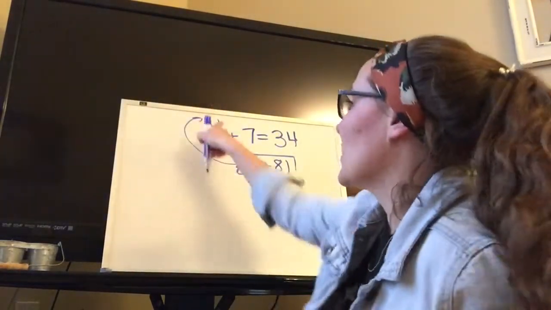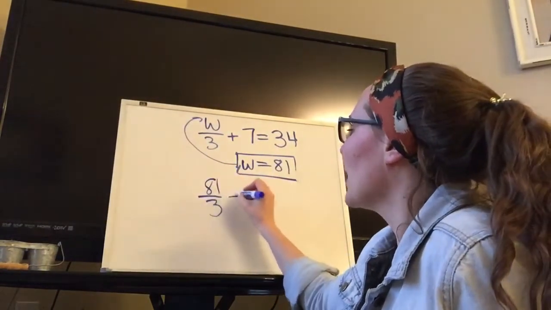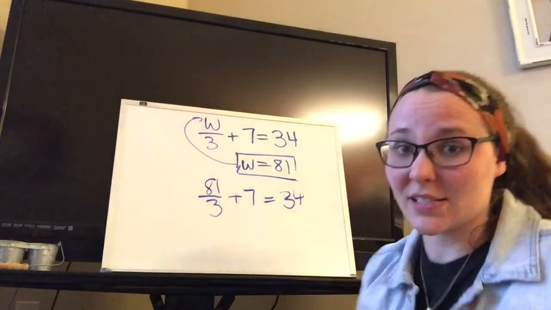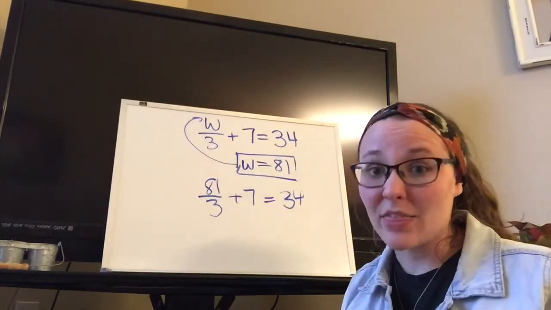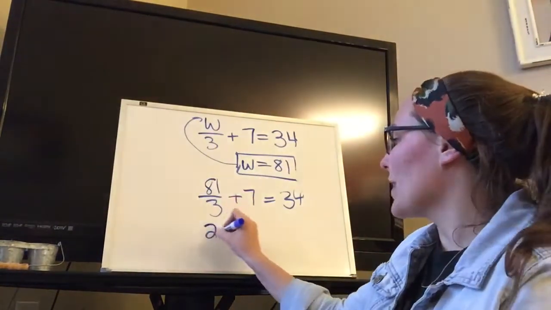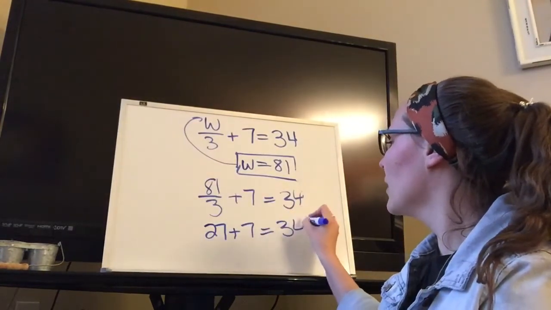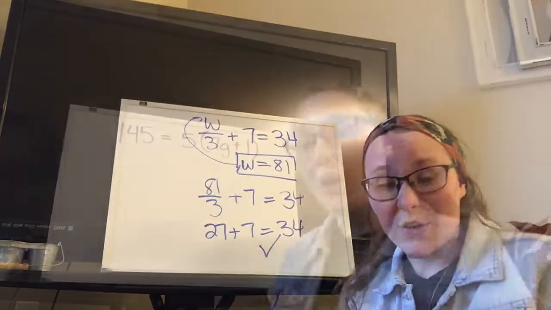So I would write, instead of W, 81 over 3 plus 7 equals 34. And now I would solve this. Well, what is 81 divided by 3? 81 divided by 3 is 27. So 27 plus 7, does that equal 34? Yes. So that means that my answer is correct.